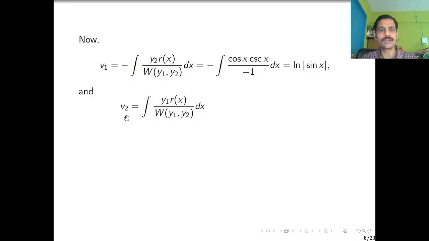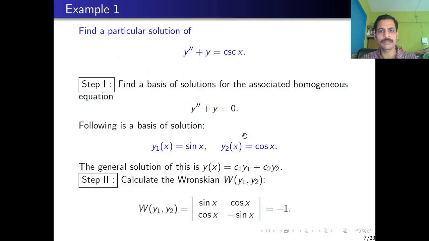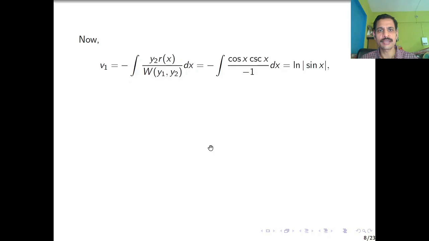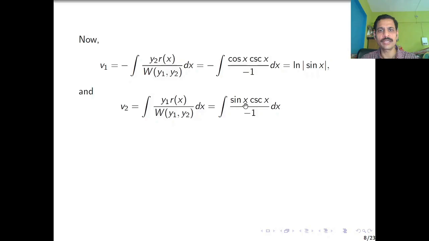Next we calculate v2. v2 was given by integration of y1 Rx divided by the Wronskian dx. The Wronskian is minus 1, y1 is sin x, and Rx was cosec x. So we get sin x cosec x divided by minus 1 dx. So it is sin x divided by sin x with a minus sign, so it is integration of the minus 1 function. Its integration is minus x, without the integration constant.